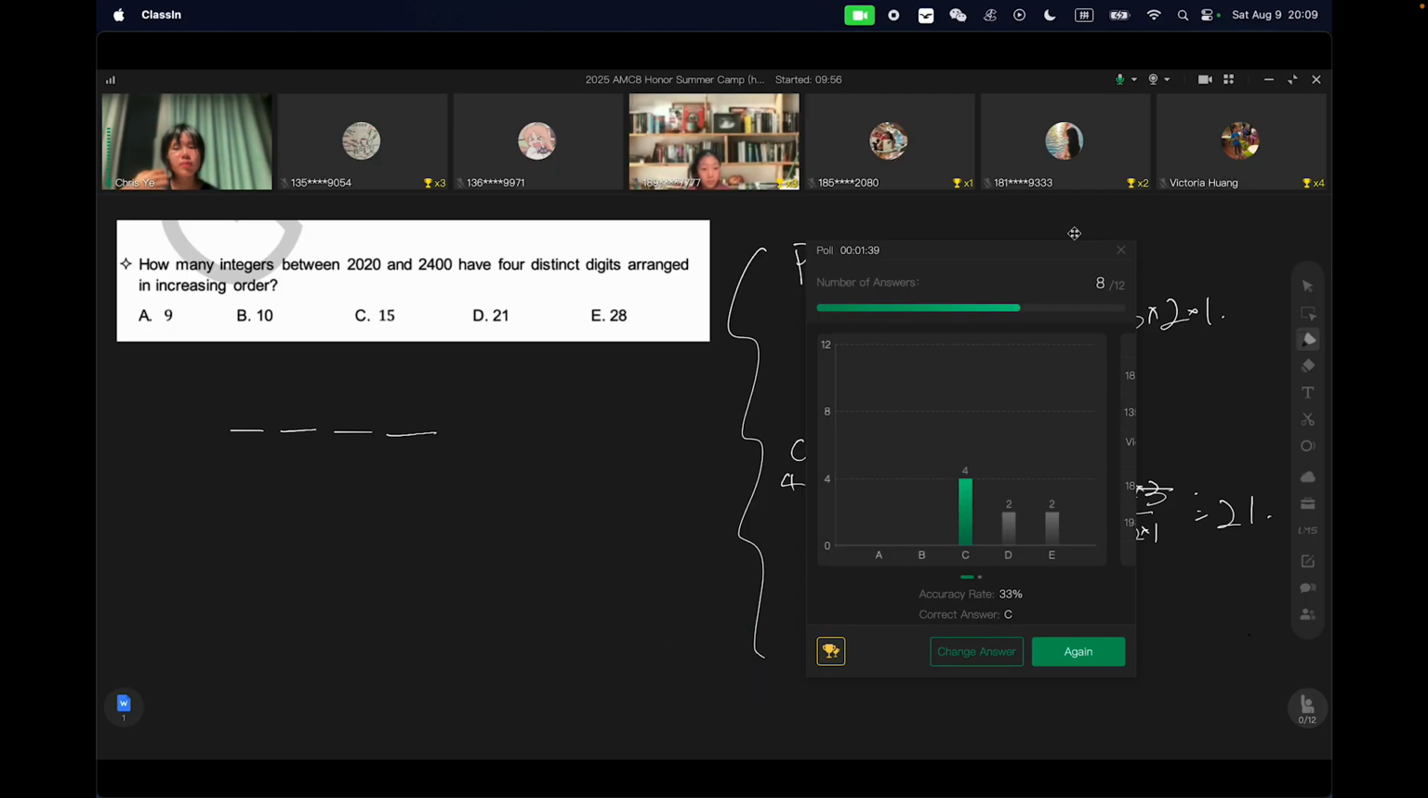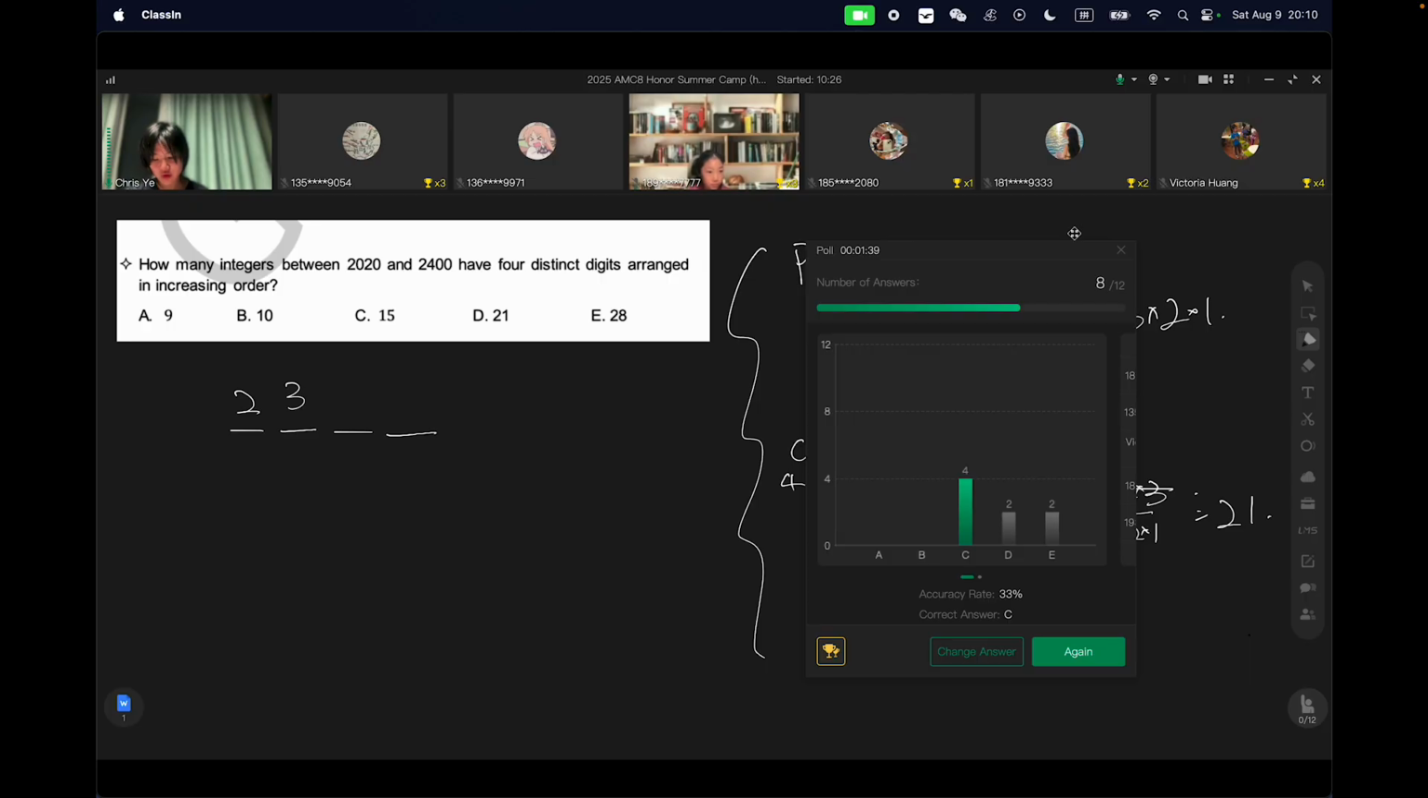So for this problem, it asks us how many integers between 2020 and 2400 have 4 distinct digits, 4 different digits arranged in an increasing order. Firstly, we know that the first digit has to be 2 because it's between those two numbers, and the second has to be 3 because the second digit has to be larger than the first one. Then therefore the third digit must be at least 4, so it can be 4 or larger.